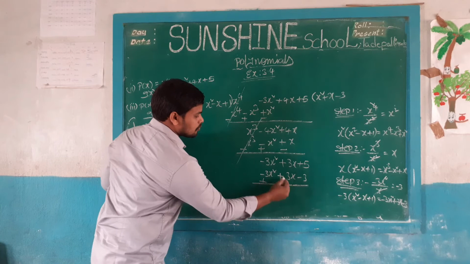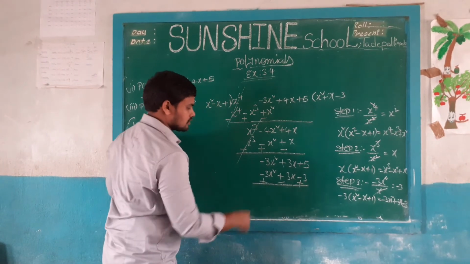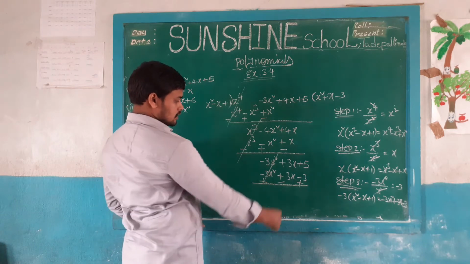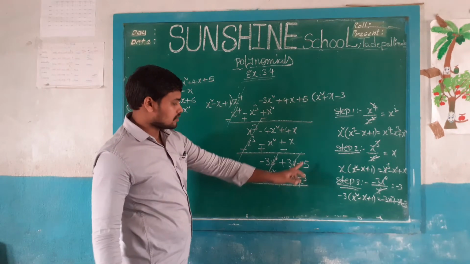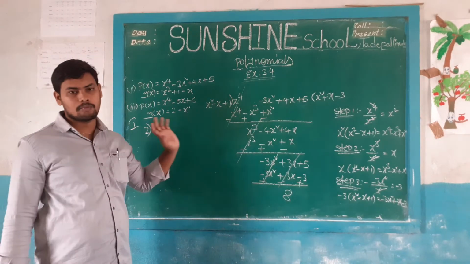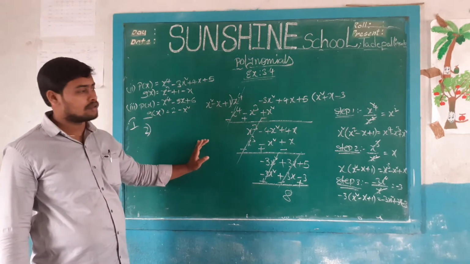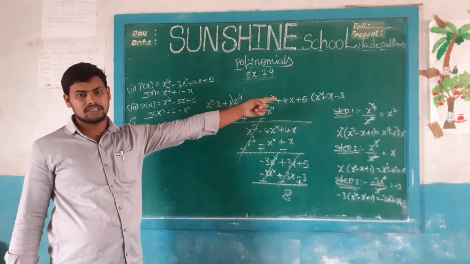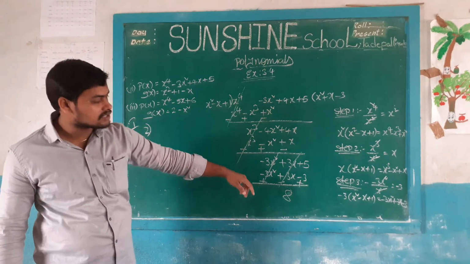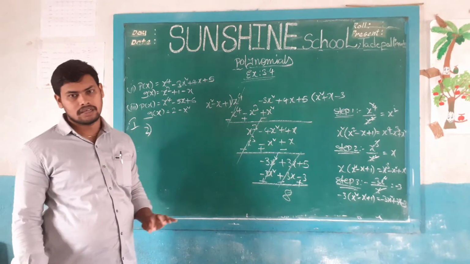Minus turns to plus, turns to minus, turns to plus. Minus 3x square plus 3x square cancel. Plus 3x minus 3x is also cancelled. 5 plus 3, 8. Okay. This is the process for the second one. Here, same process. g of x is this one and p of x is x square plus x minus 3, and r of x value is 8.